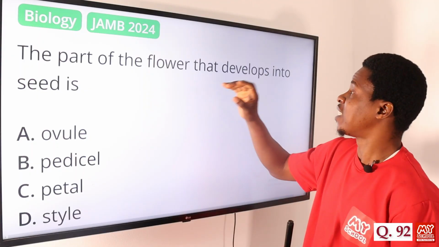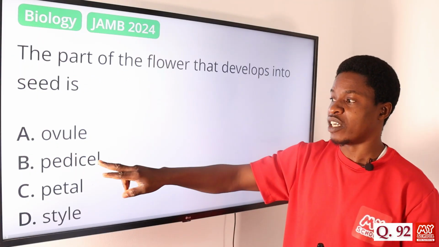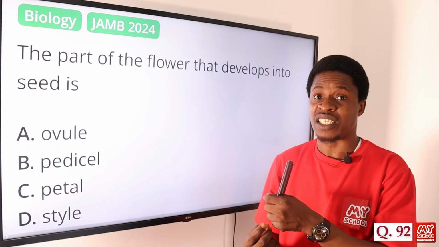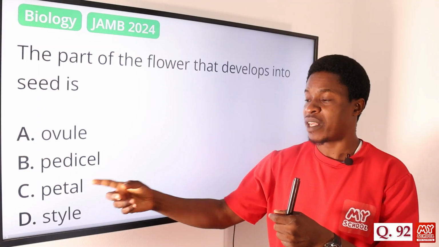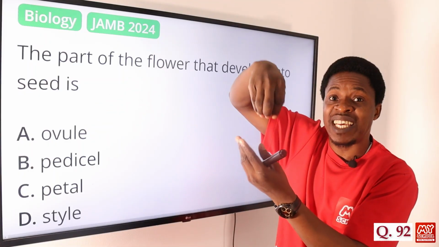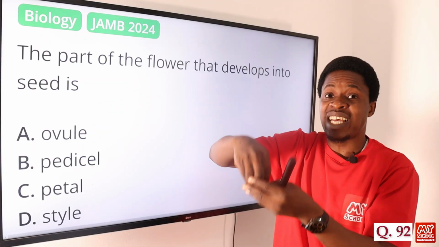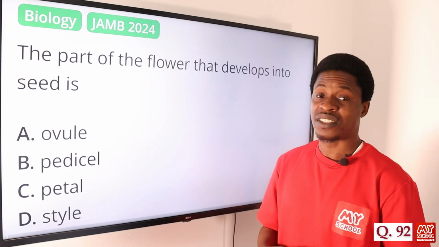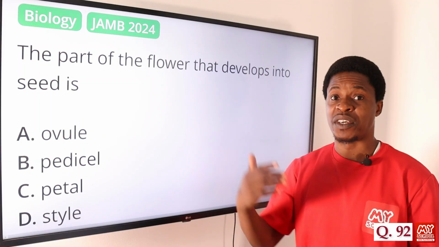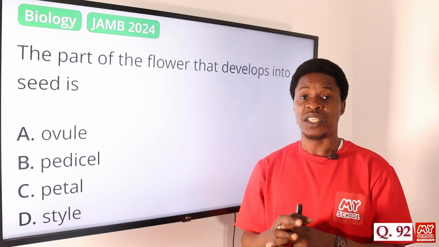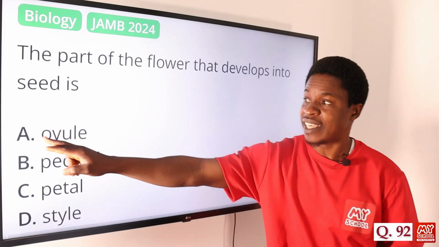So the part of the flower that develops into the seed is not the pedicel, it's not the petal, it's not the stem. The pedicel is found directly underneath the stalk, not the style, not the petals. Those are parts of the flower that are opened directly, okay. But the ovule is found inside of the ovary, and at fertilization, it eventually turns into the seed, and the ovary, at maturity, develops into the fruit that encloses the seed. So the correct answer here is option A, ovule.